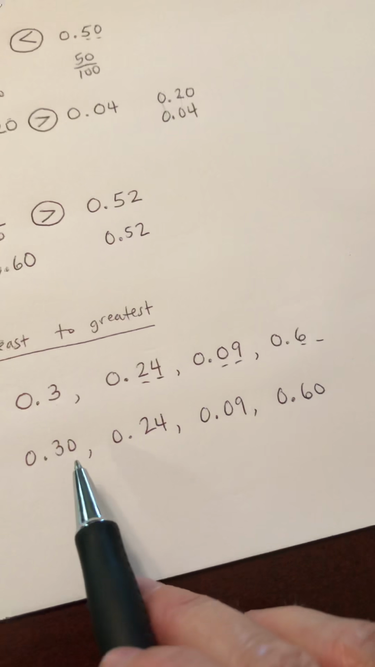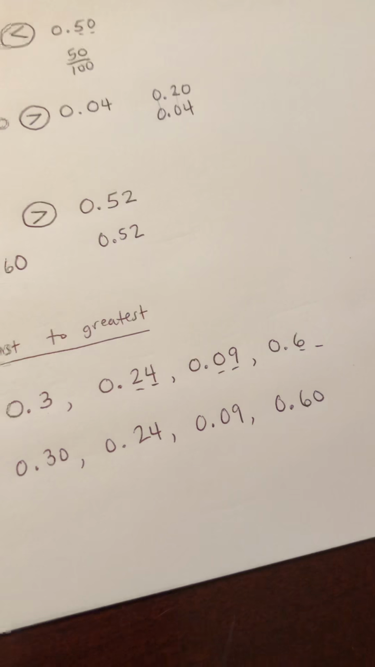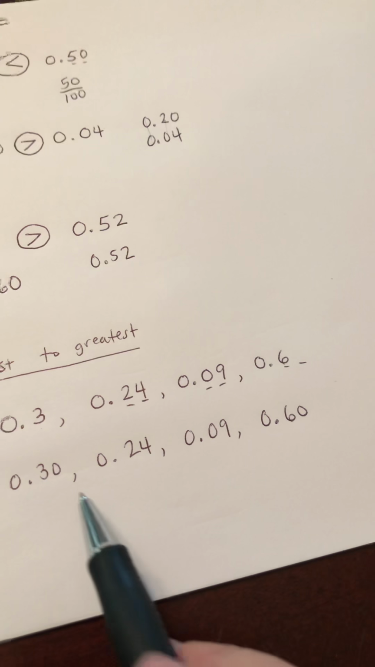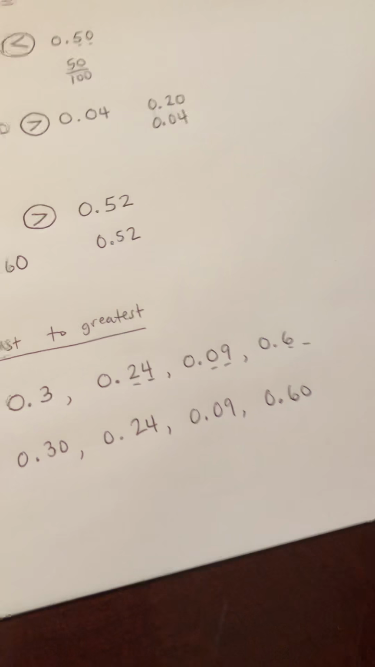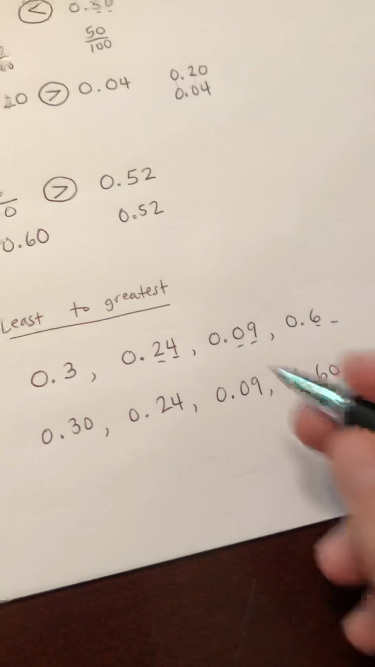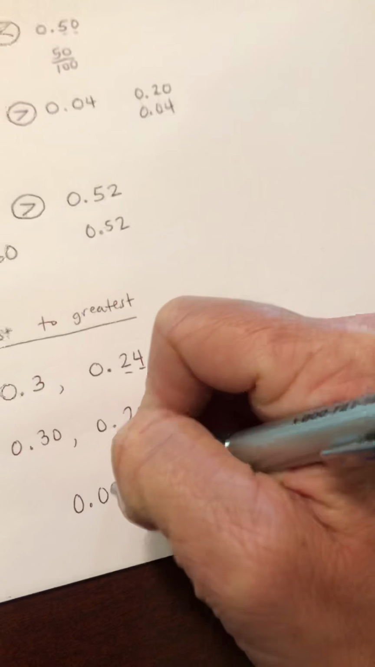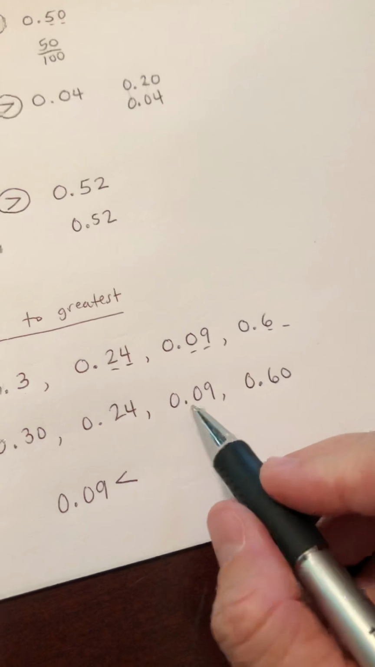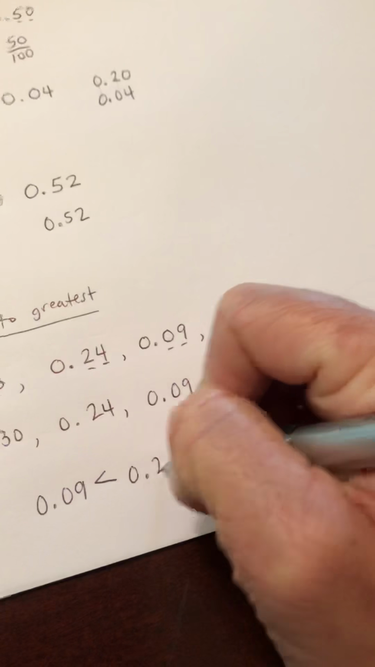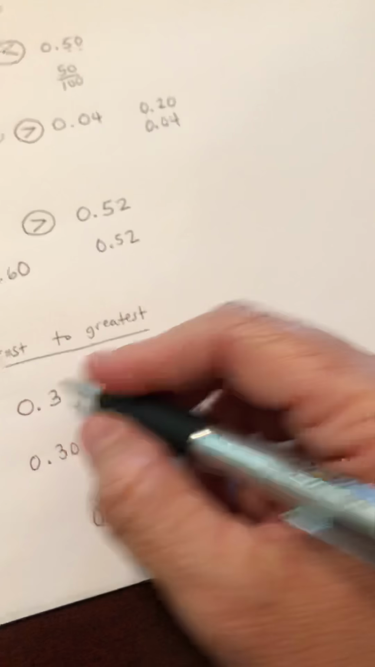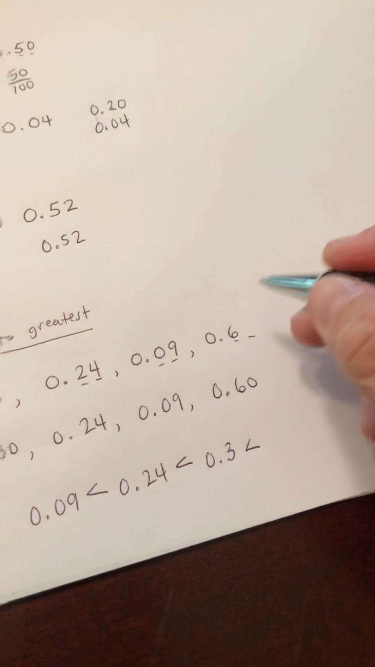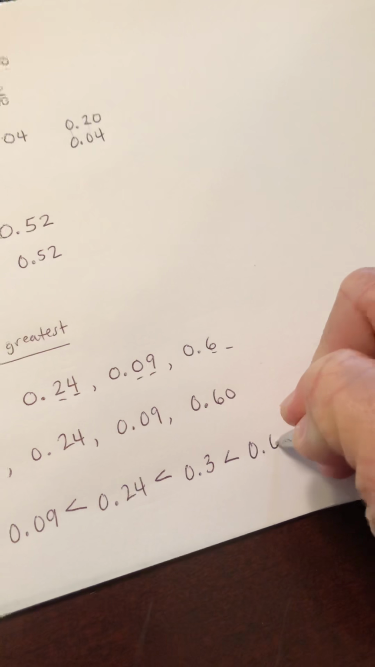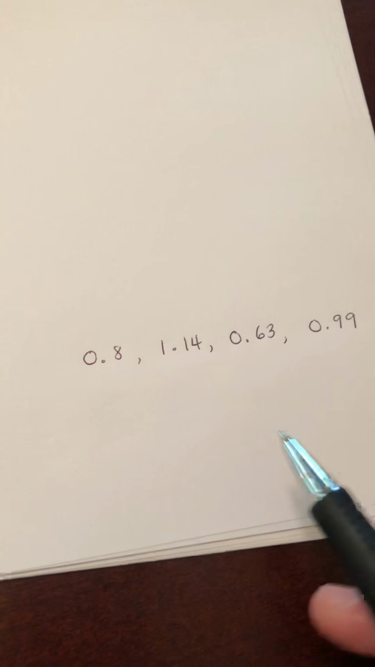Now I'm looking at these as numbers that are basically 2 digits from 1 to 99. So this is 30, 24, 9, and 60. Now they all have the same size pieces, the same denominator. It makes it a lot easier to compare them. So 9 hundredths is less than 24 hundredths, which is less than, my original decimal is 3/10, so I'm going to use the original number they gave me, even though I'm using 30 hundredths to show my work there. And then the one that's greatest is 6/10. Okay, least to greatest.